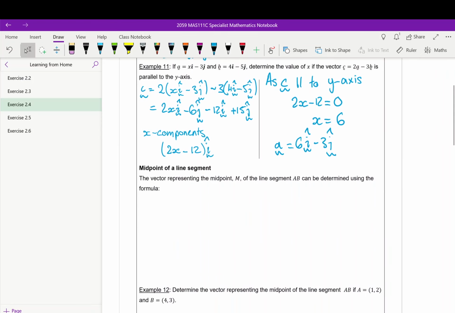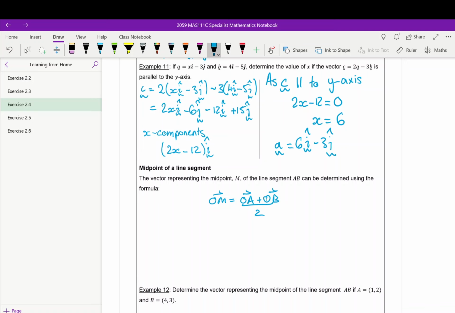All right. The vector representing the midpoint M of the line segment AB can be determined using the formula OM is equal to OA plus OB over 2. And where does this come from?